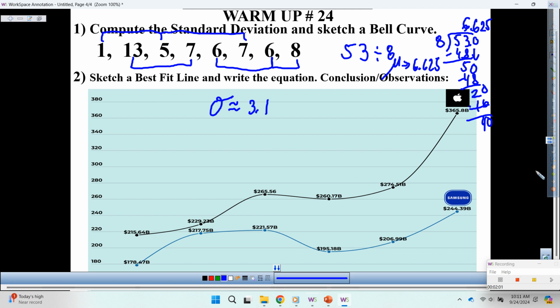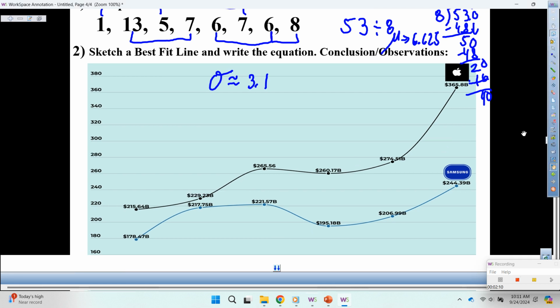For number 2, it gives you a situation in regards to the prices of stock for Apple and Samsung. Obviously, you can see that Apple has more gains than Samsung. However, I was more interested in your equation. So your best fit line, let me draw one for Apple.